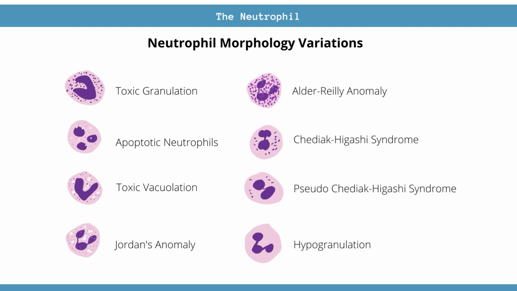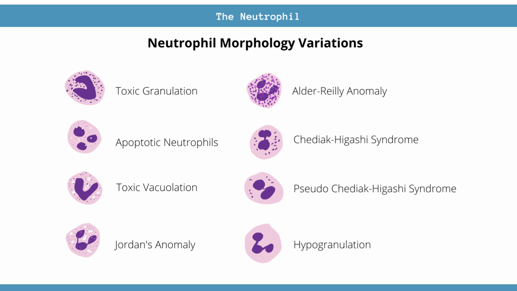In Chediak-Higashi syndrome, neutrophilic granules are reduced and enlarged due to a genetic mutation affecting the lysosomal trafficking regulator gene. In toxic vacuolation, neutrophils have pale patches. This is mainly caused by bacterial infection or granulocyte colony stimulating factor treatment.